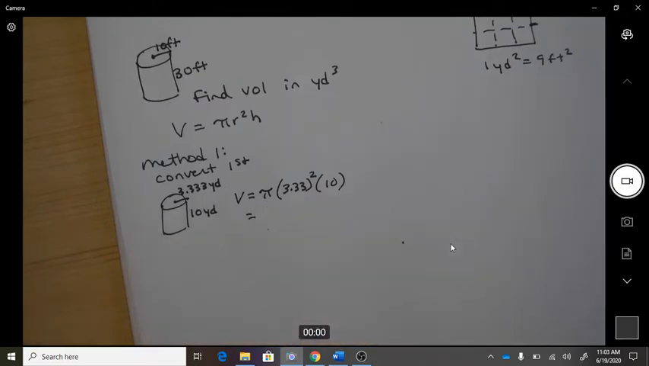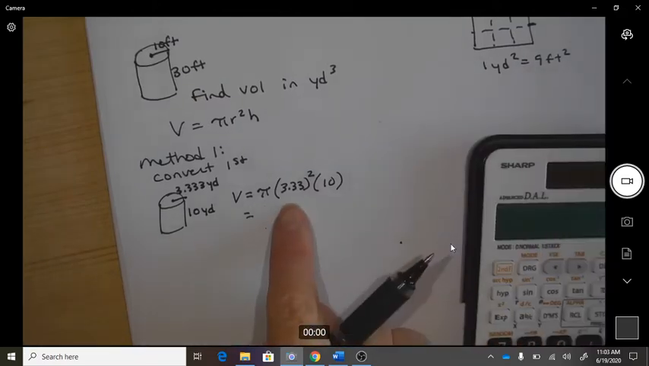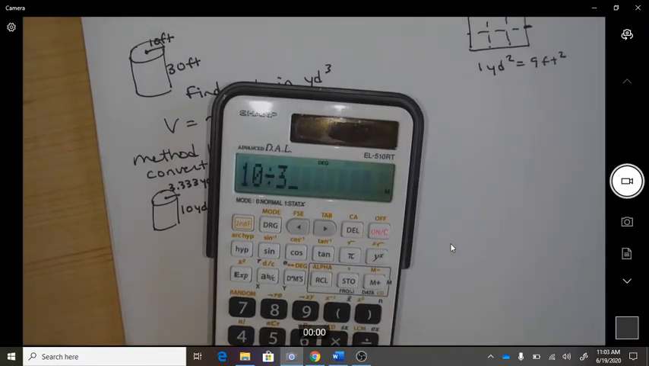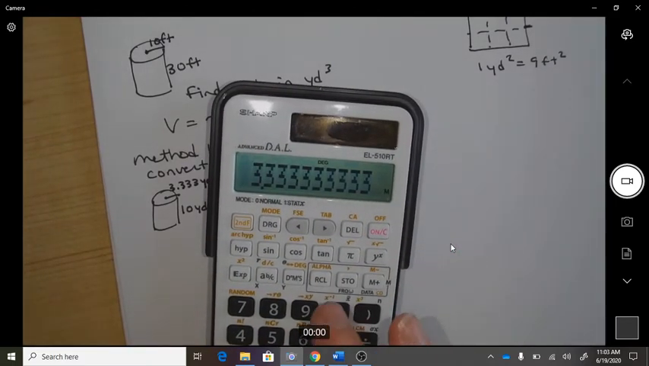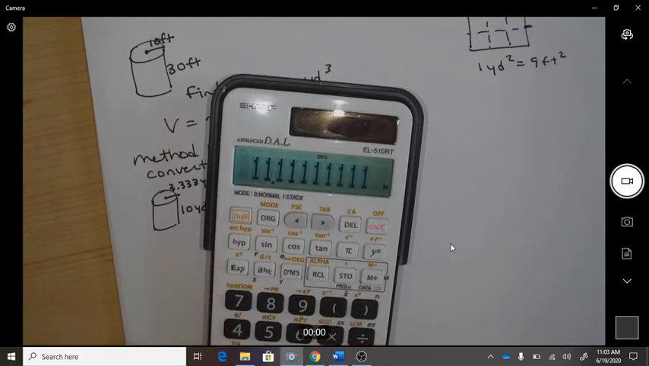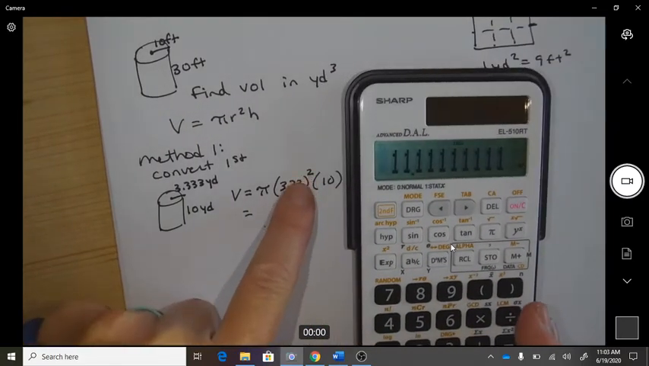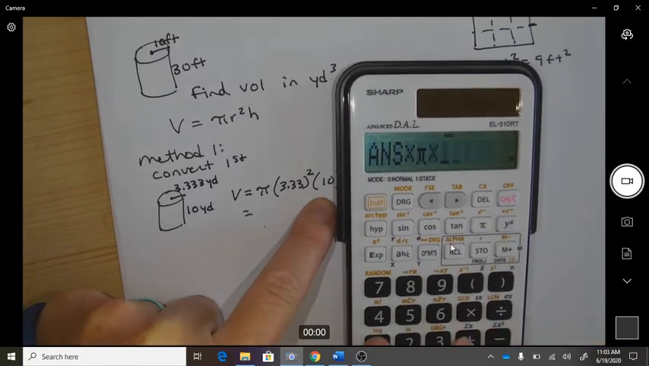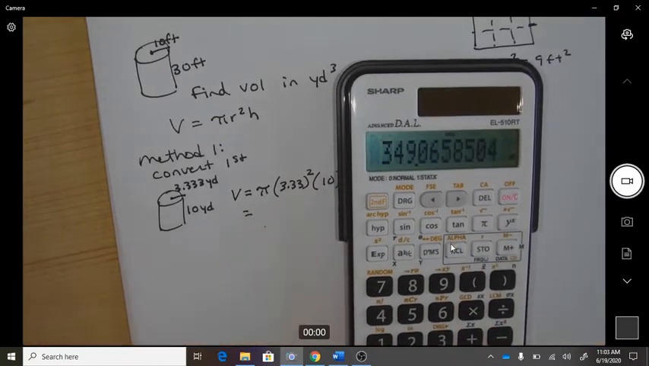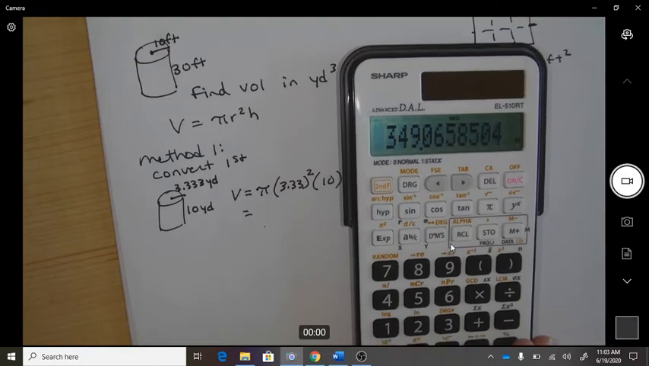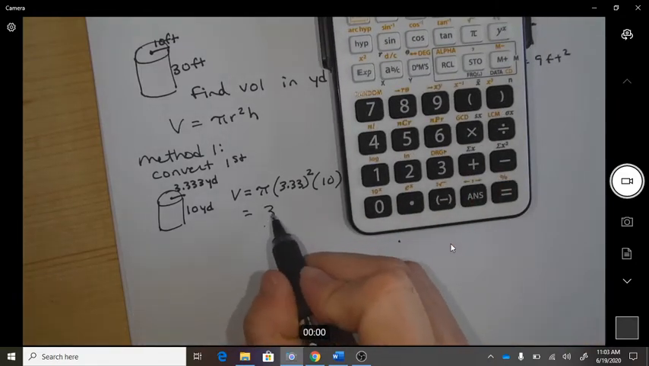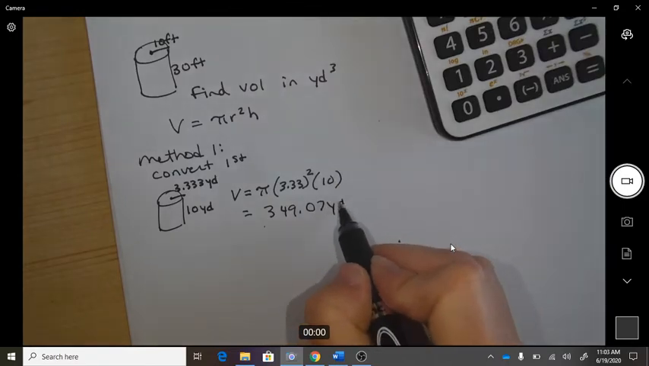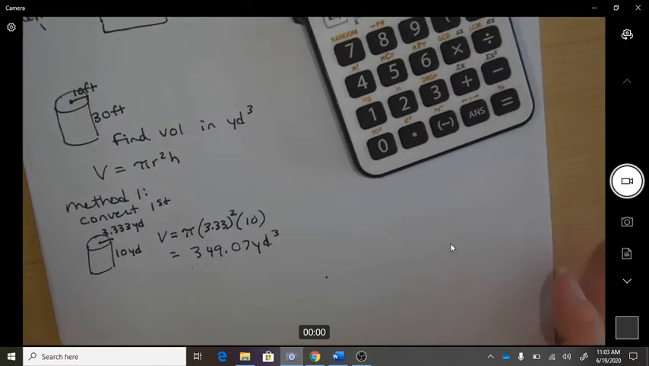So I'm actually going to, I want this 3.33, I don't want it rounded, so I'm going to go 10 divided by 3 and have it there. So I'm going to square it. So I've done that, and I'm going to times it by pi, and times it by 10, and I get 349.07. And that's in cubic yards.